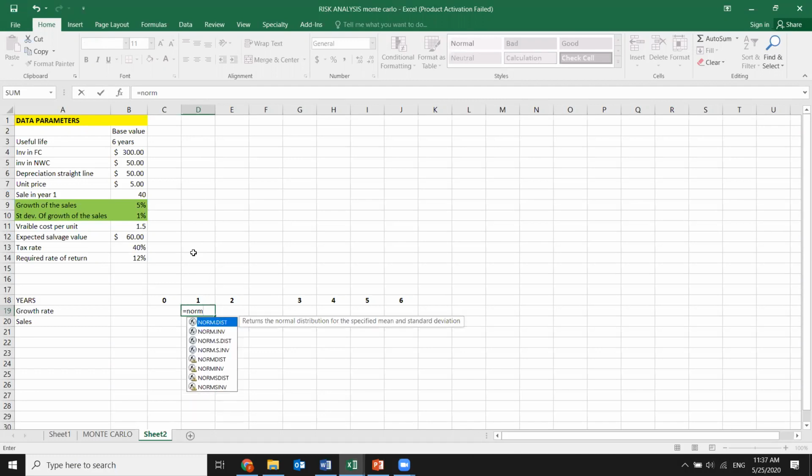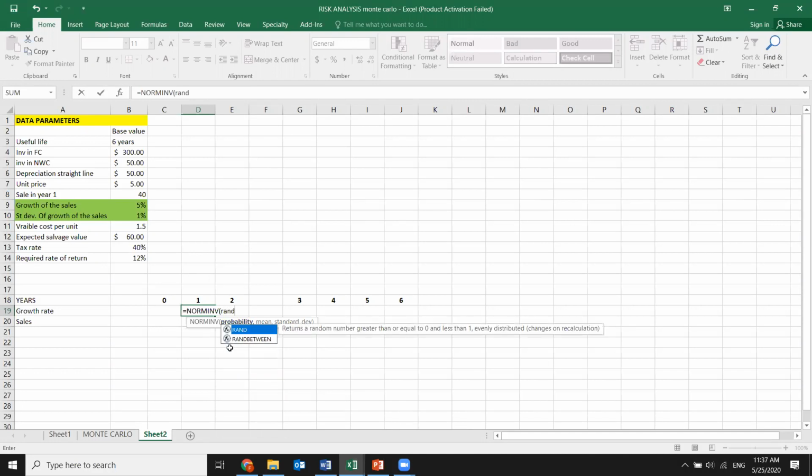So we type the following code, NORM.INV. Here we have to put the probability, but we're gonna put randomly selected, okay? Probability means the probability that it will happen. However, we're gonna select a random number, it will be selected randomly. This probability value will be randomly selected. Then we have to select the average sale increase, which is 5%, and we will fix it with F4, and we are gonna select the standard deviation.